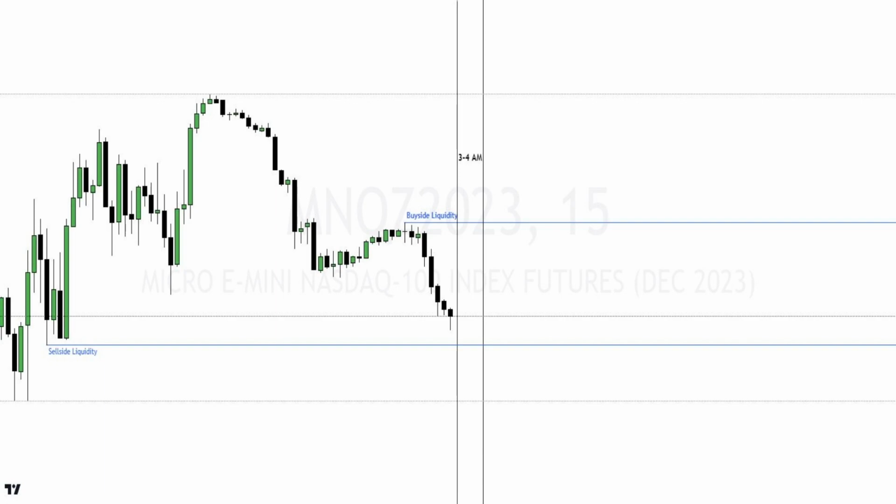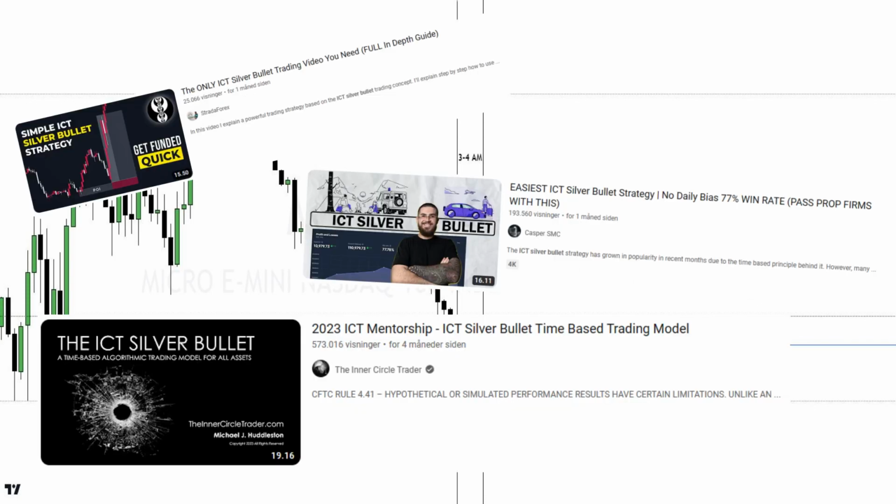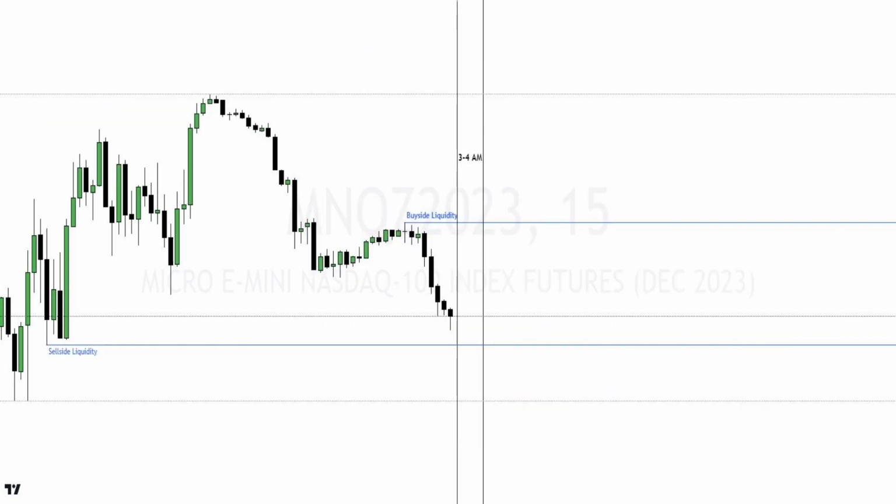So in today's lesson, we will talk about the ICT Silver Bullet model, which you might have heard about. It's one of the more popular ICT models. I think if you had to ask me what the most popular ICT models were, that would be the 2022 model and the ICT Silver Bullet model. I understand if you want to learn these models, they are great models and they work very well when the rules are met and followed. And that is usually the hardest part for traders.